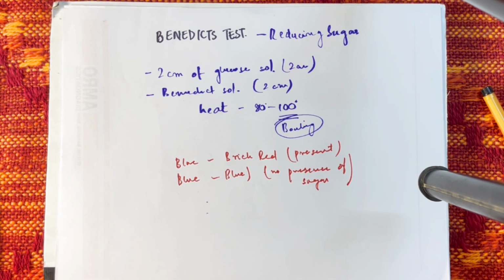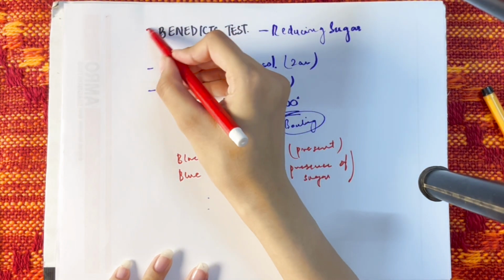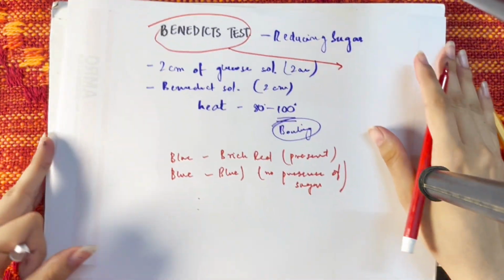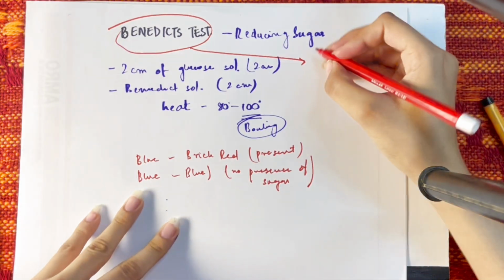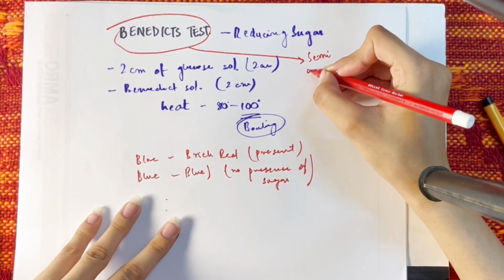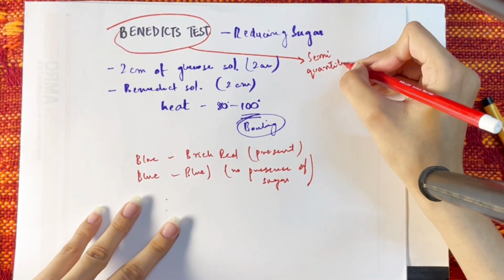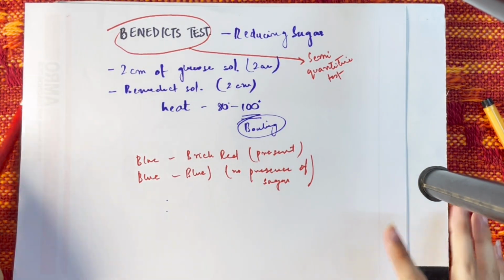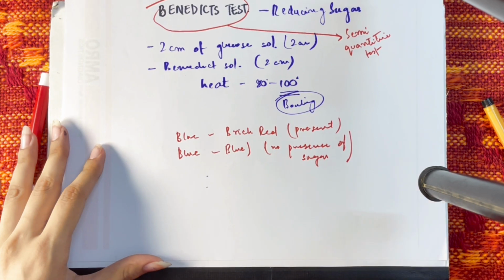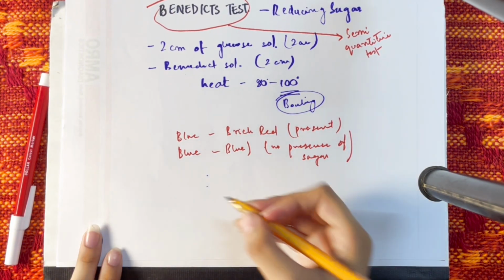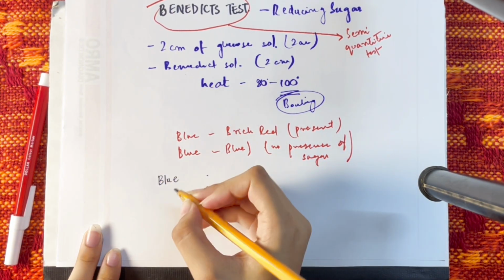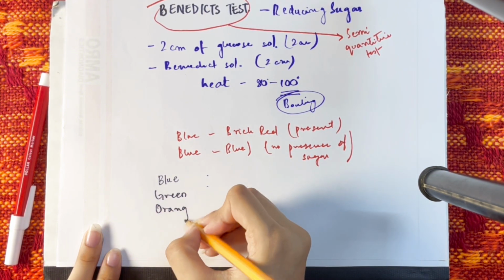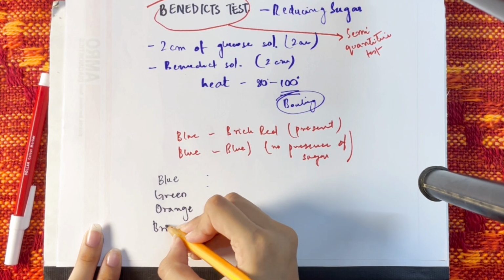However, this test is also known as a semi-quantitative test. What is this called? It is called the semi-quantitative test. And why is it so? It is so because it goes through several stages, and by several stages, I mean that there is a difference of colors. It first goes from blue, then it goes to green, then it goes to orange, and then at last it goes to brick red.